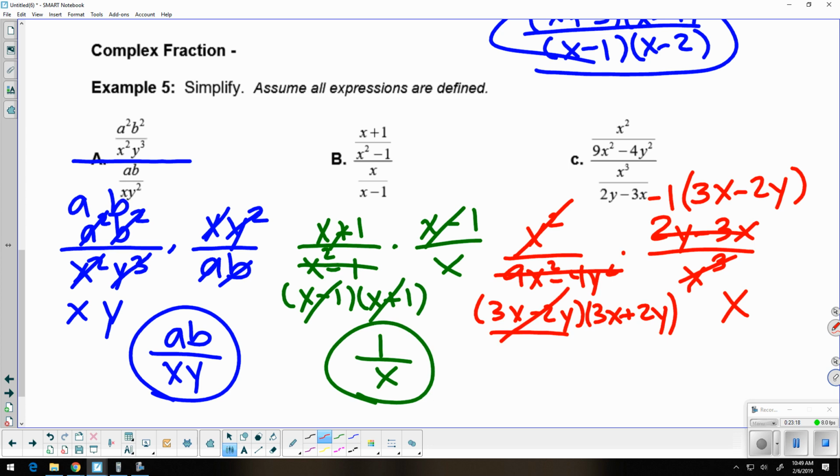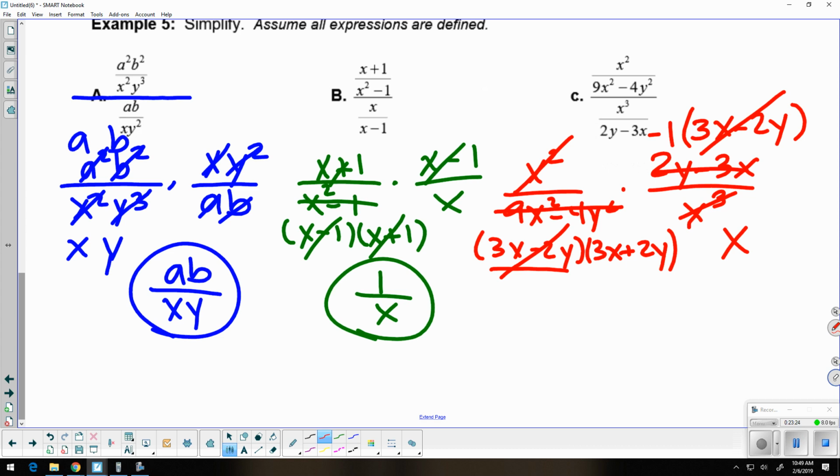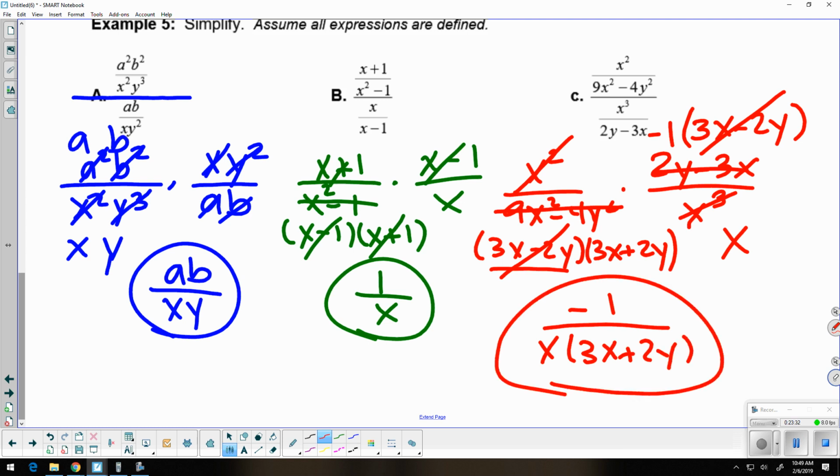And now we can actually cancel 3x minus 2y. So what do we have left? In my numerator on top, all I have left is negative 1. On the bottom, we have x, and we also have 3x plus 2y. And that is it. All right.